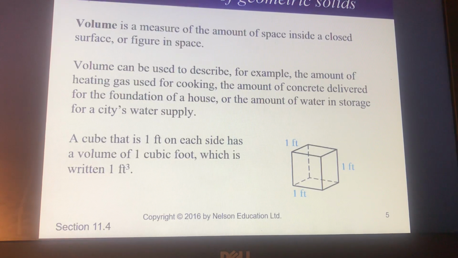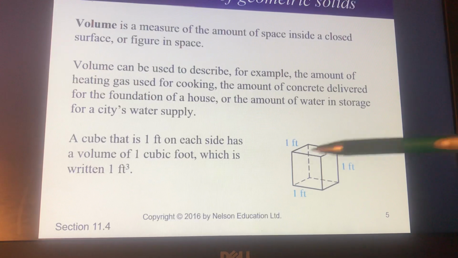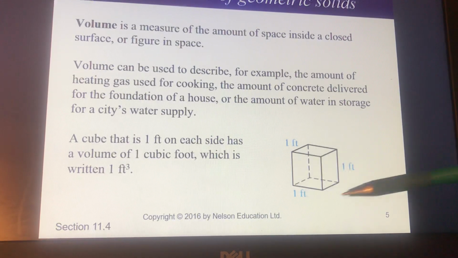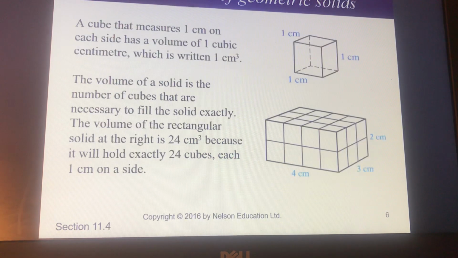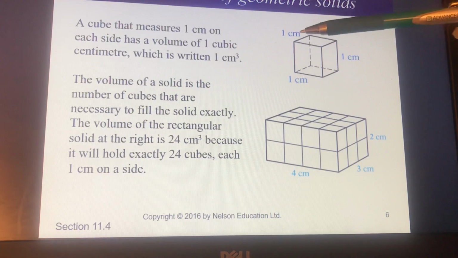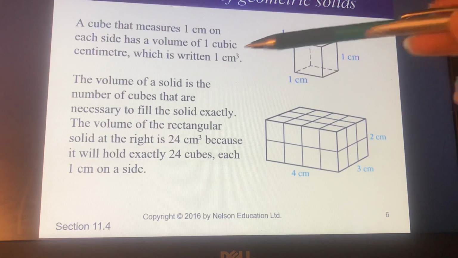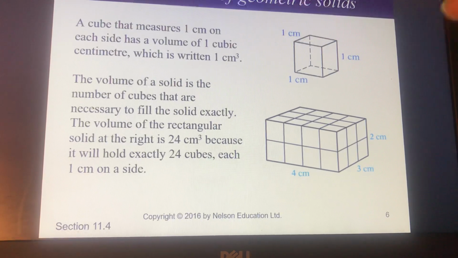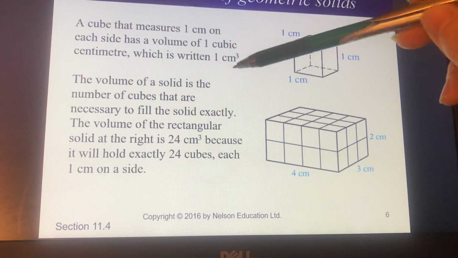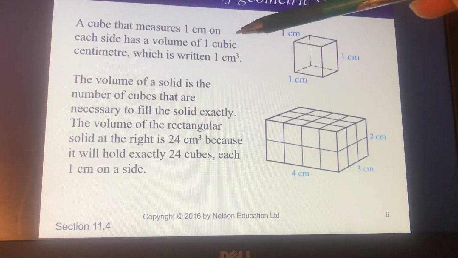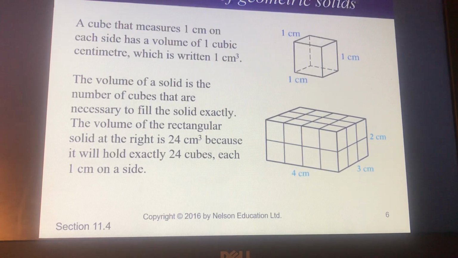The unit is that. A cube that is 1 foot on each side has a volume of 1 cubic foot. So that's the very basic unit that we calculate for volume. A cube that measures 1 centimeter on each side has a volume of 1 cubic centimeter. Then that's written as 1 cm^3. The unit for the volume is always calculated as the cube. So cm^3, or in the previous example, we had foot^3.